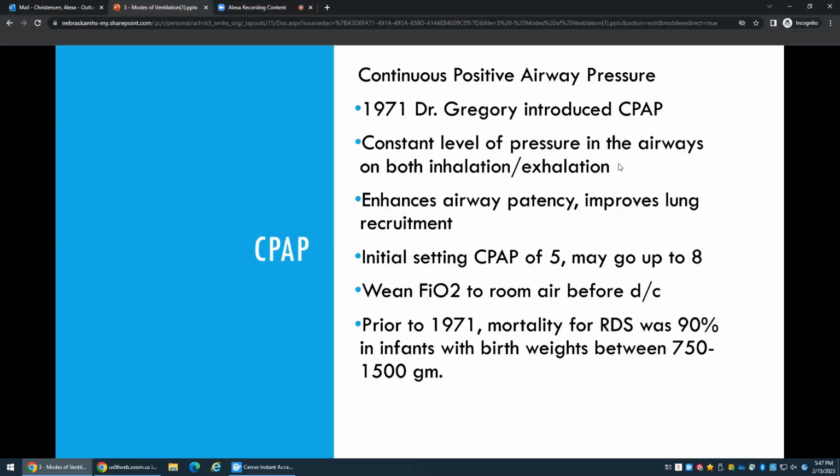So constant pressure in the airways on both inhalation and exhalation enhances airway patency, lung recruitment. Initial setting of 5. I've actually seen them go up as high as 10. 8 really is the highest. And then they will go as low as 4 before DCing. They do want the babies weaned on FiO2 to room air or close to room air before DCing.